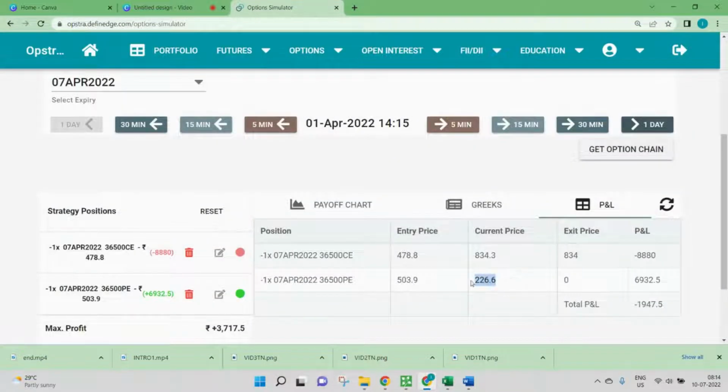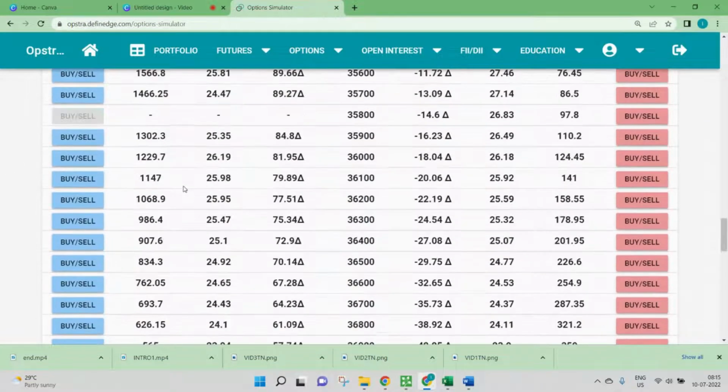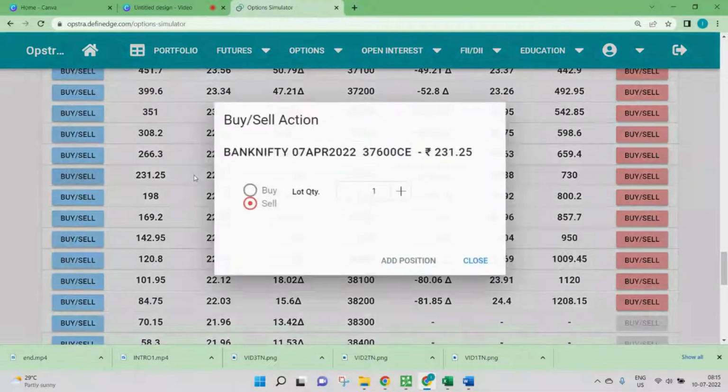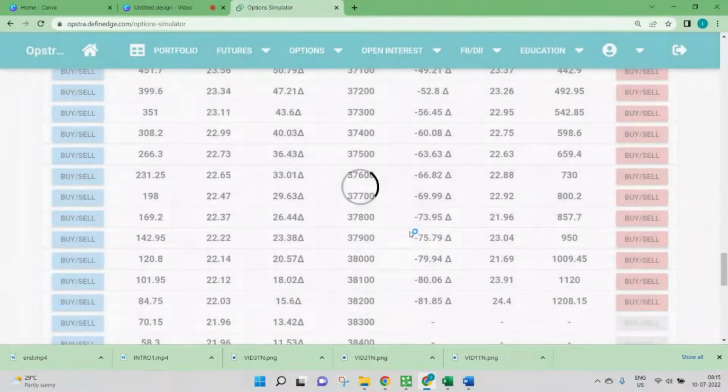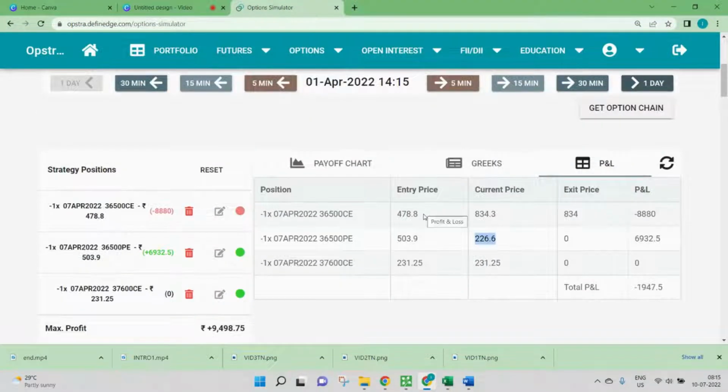And we sell the CE leg again at near about 226. So get the option chain, sell the CE at 226, 231 we have, the nearest one. So our stop loss for the individual legs will now be 2 times 231, that is 460. If any of these open legs goes to 460, we will exit the trade completely. So let's go.